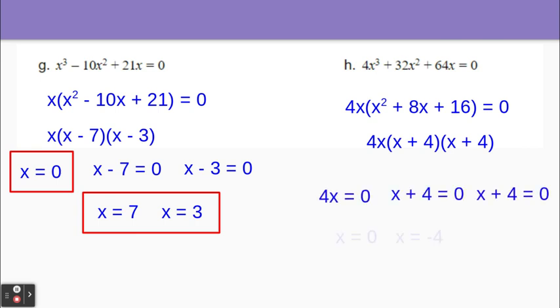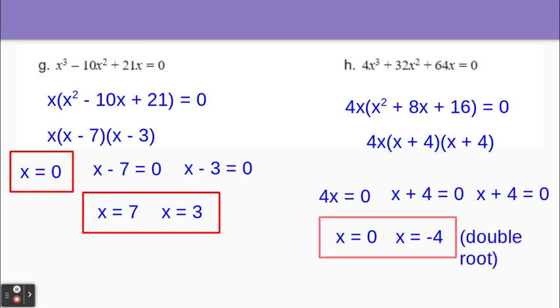Now, this one I want to show you. If you solve them, the middle one and the last one are exactly the same. We call it a multiple or double root. So sometimes when you have a double root like this, you actually only see 2. So this one has 2 solutions because negative 4 is considered a double or repeated root. Okay.